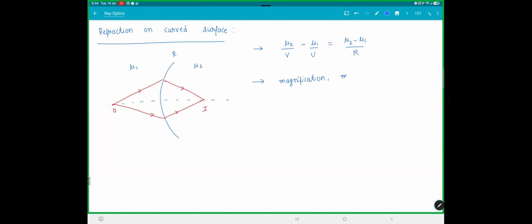The magnification m is given by mu1 v by mu2 u. So here you have to be careful exactly what is mu1 and what is mu2. Don't say object and image. Say like this: this is the medium of incident rays. When light rays fall on the interface, the region from where the rays are coming, that is mu1. Mu2 is the medium of refracted rays. That's a better terminology.